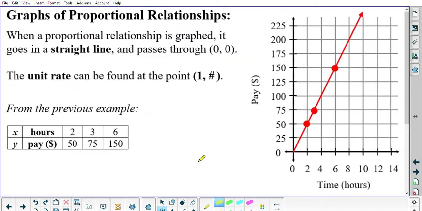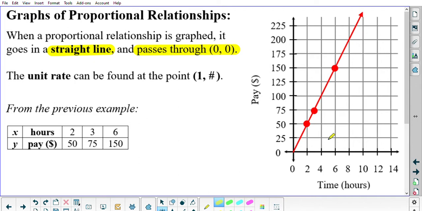And then let's talk about the graphs of proportional relationships. As we learned earlier this year, a proportional relationship's graph will always be a straight line, and it will always pass through 0, 0. Those are 2 huge properties of proportional relationships graphs.